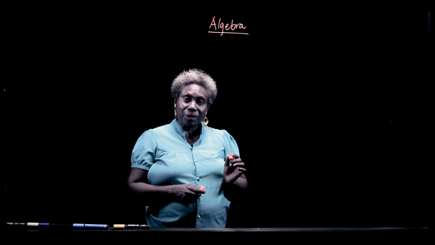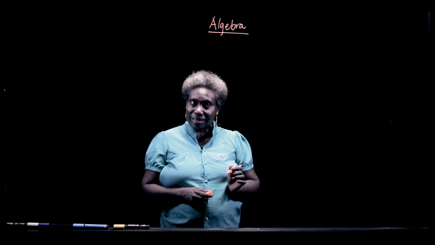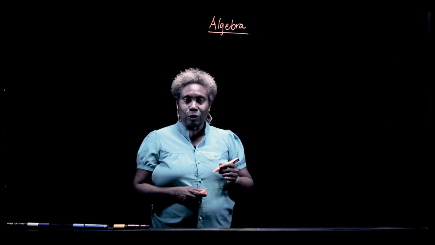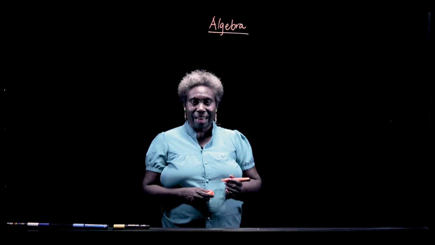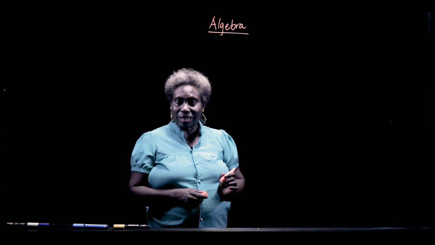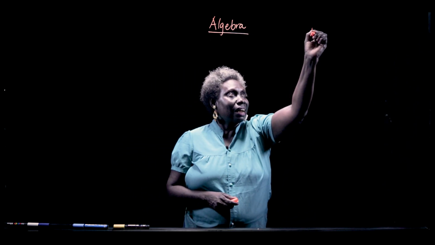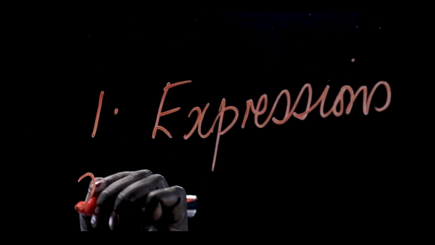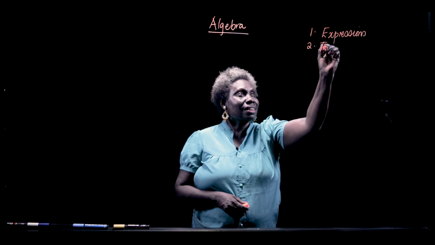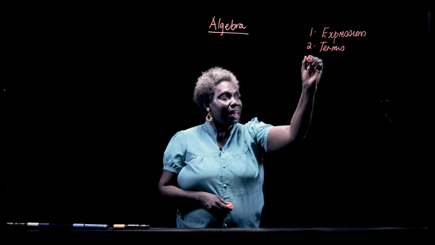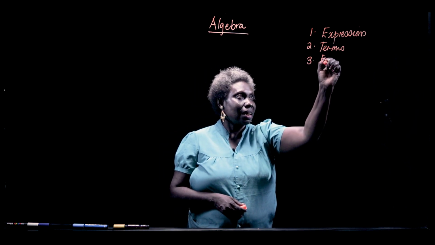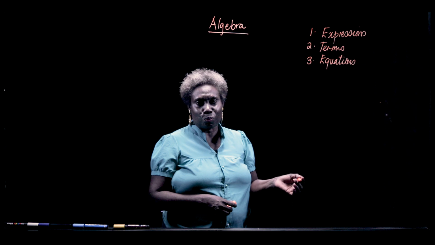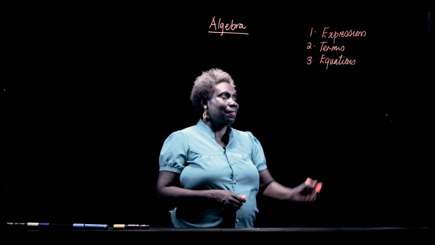letters. You have done a lot of algebra in grade 7 and 8, and you already know what algebra is. We are going to expand a little bit more on algebra in grade 9. In grade 9 there are three main aspects that we are going to look at. One, algebraic expressions. Two, algebraic terms. And three, equations. Equations is very interesting because that is the one that will make us put those broken parts together. Let's start with the expressions.